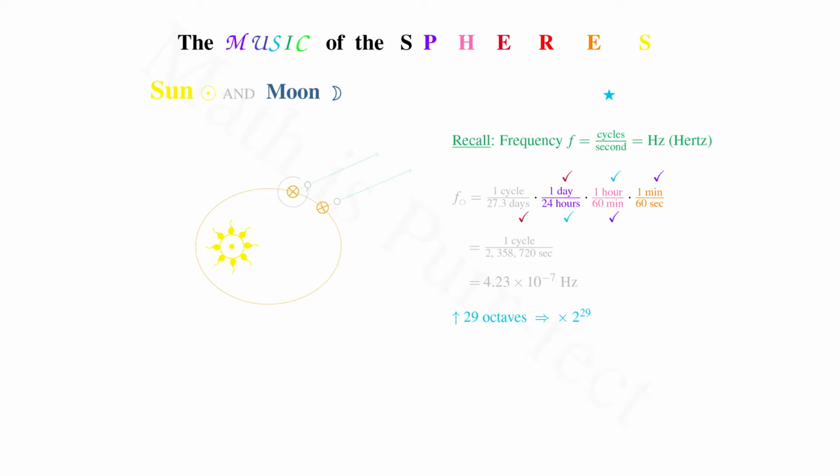As with the Sun, we raise this frequency 29 octaves by multiplying through by 2 to the 29th power. This yields an audible frequency of 227.611247 hertz, approximately an A sharp.